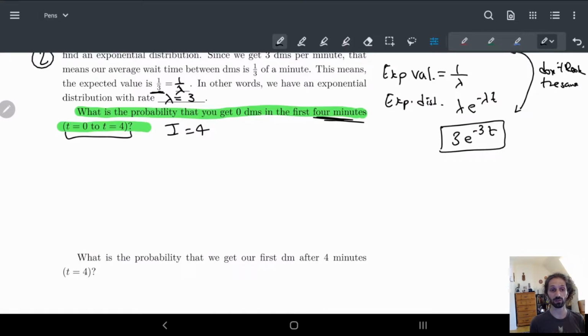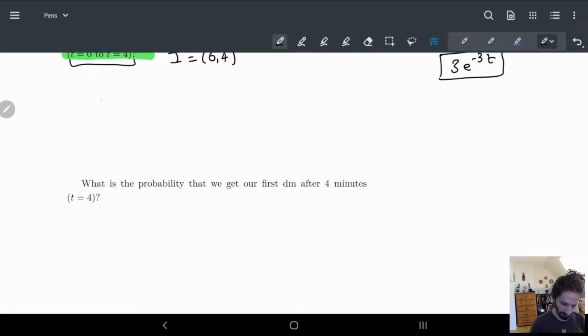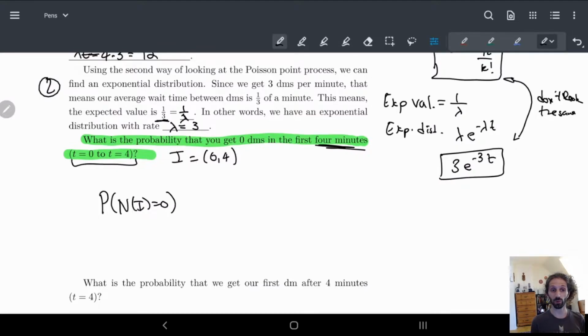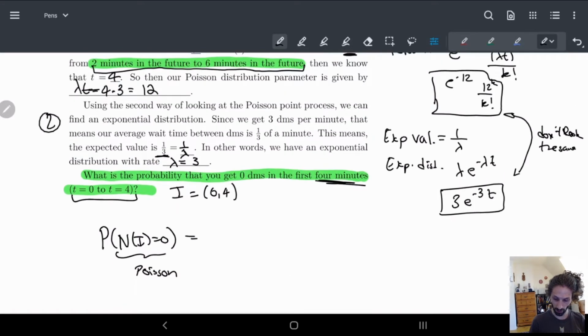Basically, t is equal to 4. So I is an interval, sorry, from 0 to 4. We're asking for 0 DMs, so we want k to be 0. In other words, we're asking for the probability that N of I is equal to 0. And here we said that this is given by the Poisson distribution. So we plug in our formula.